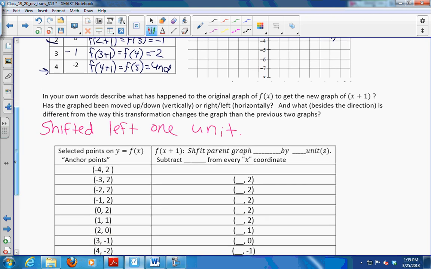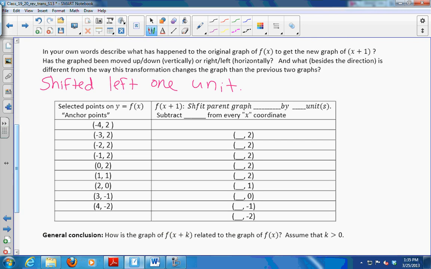So if I wanted to do this by points, I would look at my relative, f of x plus 1, the transformation, and I would say, okay, I know that means I'm going to shift my parent graph left. The plus sign indicates left by 1 unit. And to shift 1 unit to the left, that means I need to subtract 1 from every x coordinate. So my y coordinates all stay the same. You take your x coordinates and subtract 1. So I get negative 5, negative 4, negative 3, negative 2, negative 1.